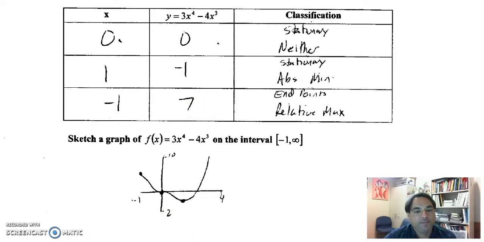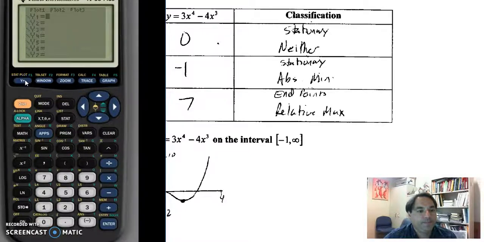So I'm going to go to my calculator. I'm going to go to y equals, put in the function 3x raised to the 4, subtraction 4x raised to the 3. I go to window, and like we discussed, make sure it's -1 for the x minimum, 4 for the x max, counting by ones, y minimum -2, y max 10, and when I hit graph, you can see that it starts at -1, it goes down, it plateaus at 0, 0, then goes down, and then goes up forever.